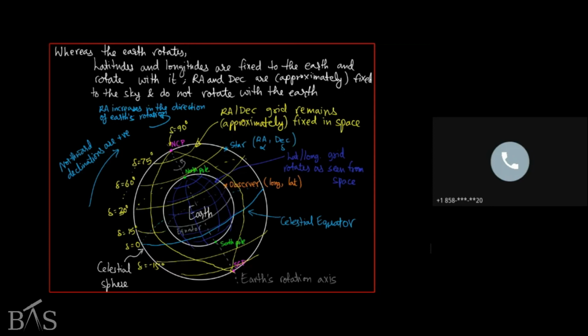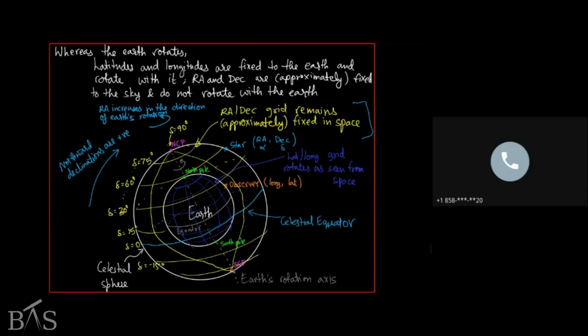So in other words, the latitudes and longitudes are fixed to the Earth and rotate with it. The right ascension and declination are approximately fixed to the sky and do not rotate with the Earth's rotation. Right, and this RA-Dec grid remains approximately fixed in space. By approximately, we mean that there is a variation. That variation is noticeable over tens of years. It's not noticeable over the short term, and that's an effect called precession, and we'll talk about it. And the right ascension increases in the direction of Earth's rotation. So as the Earth rotates, the right ascension numbers that are overhead will keep increasing. It passes through higher and higher right ascension.